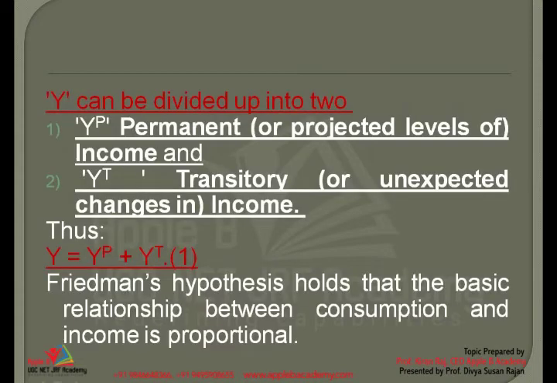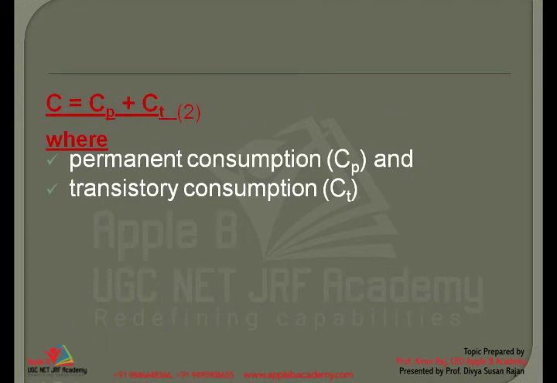Now, according to the permanent income hypothesis, Y can be divided into two: YP, which is permanent or the projected levels of income, and YT, which is transitory or unexpected changes in income. Thus, Friedman's hypothesis holds a basic relationship between consumption and income as proportional. Thus, Y = YP + YT is one of the equations of the permanent income hypothesis, leading to the fact that the consumption will now be equal to a consumption with respect to the permanent income plus a consumption with respect to the transitory income. So therefore, CP and CT.